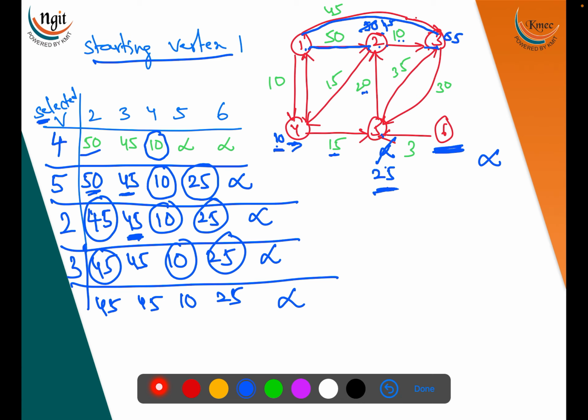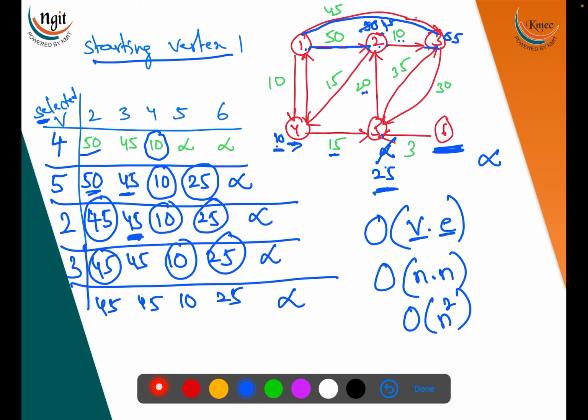As far as the complexity is concerned, we are visiting all the vertices and all the edges. But at some point, all the vertices are n and the edges e also become n. So it is big O of n square. So this is about single source shortest path. Thank you all.